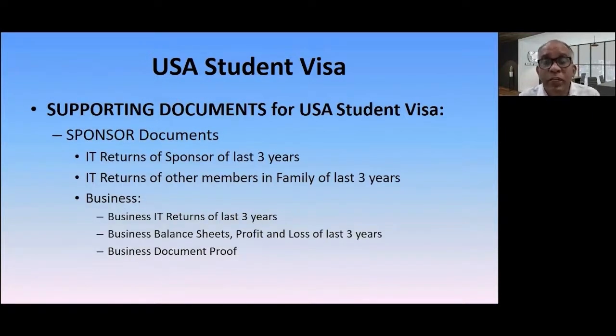For the sponsor's documents, you need to show that your sponsor has sufficient income to do the saving, which is the IT returns of the last 3 years, and you can also carry IT returns of your family members. If you are having a business, then carry the business IT returns of the last 3 years, balance sheet, profit and loss, and business document proofs.